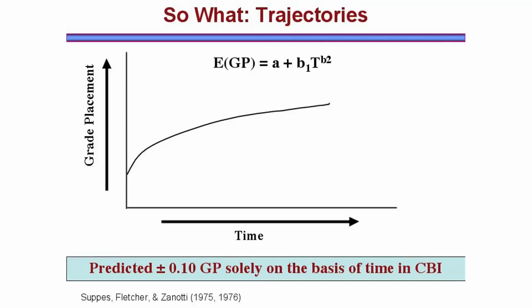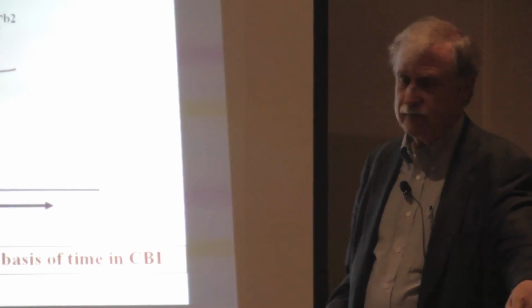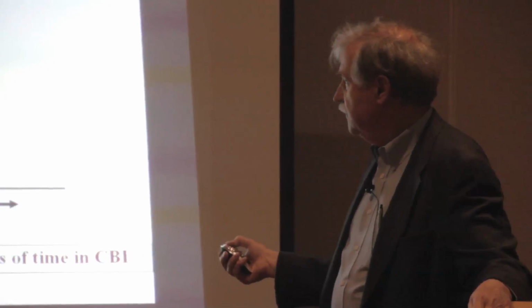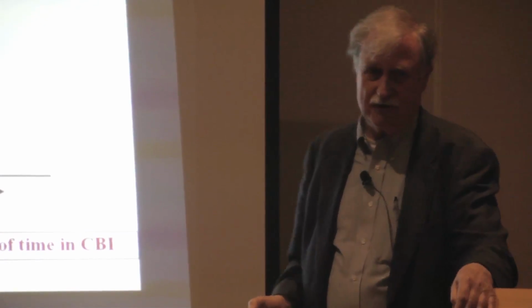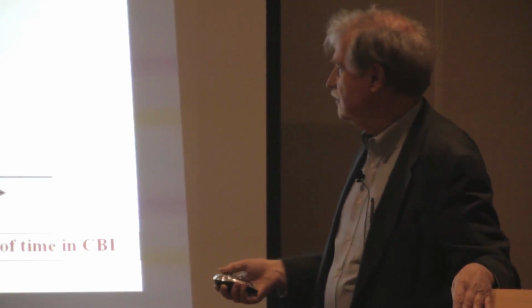We found out that this would predict plus or minus 1/10 of a grade placement solely on the basis of the time in CBI. And so there's a very, very tight fit around these curves. Yeah, we had a lot of fun with regression equations and stuff like that. But that was the Institute for Mathematical Studies in the Social Sciences.